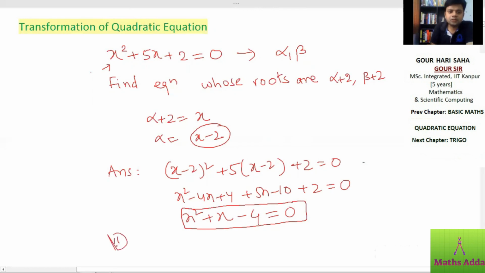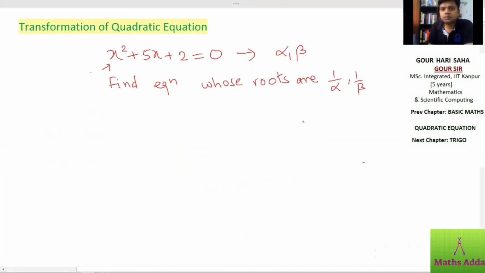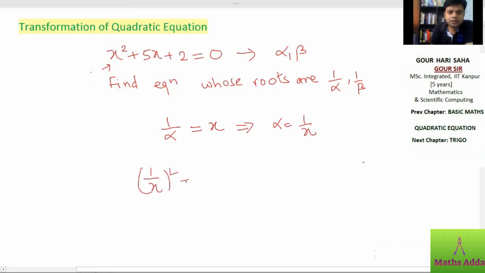Second example is when the roots are 1 by alpha, 1 by beta. So what I will be doing, I will be writing 1 by alpha as x. So this means alpha is equal to 1 by x. Now you can replace x by 1 by x because alpha is root, so 1 by x will be root, so 1 by x put here. So it becomes 1 by x square plus 5 into 1 by x plus 2 equal to 0. So it is 1 plus 5x plus 2x square equal to 0.